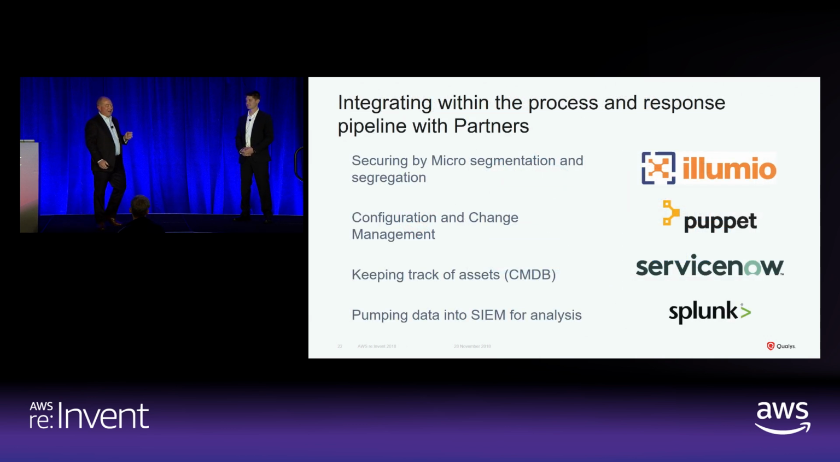So our API, we offer integrations with some of our partners such as Illumio, such as Puppet, ServiceNow, and Splunk. We actually have a technology add-on in the Splunk store that you can deploy and immediately begin taking in events from the Qualys API.